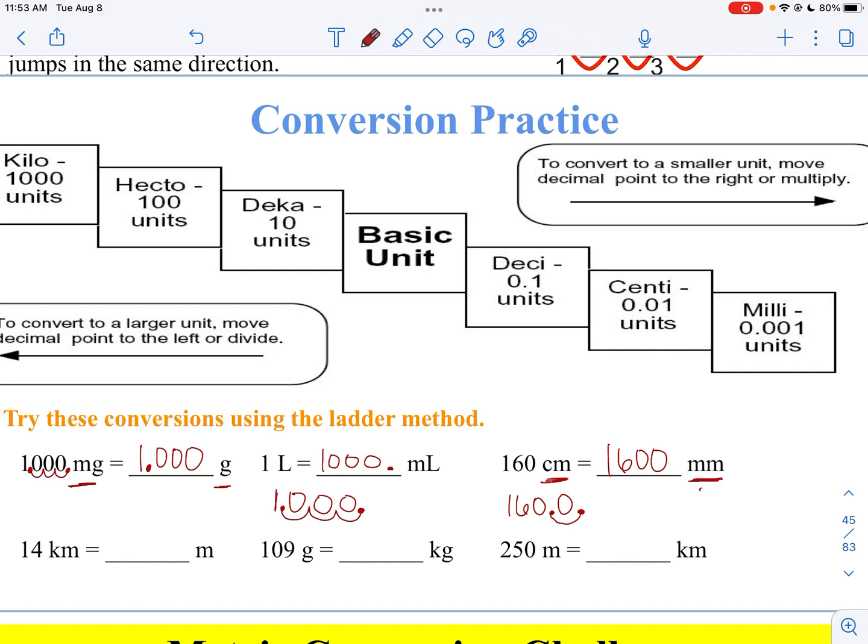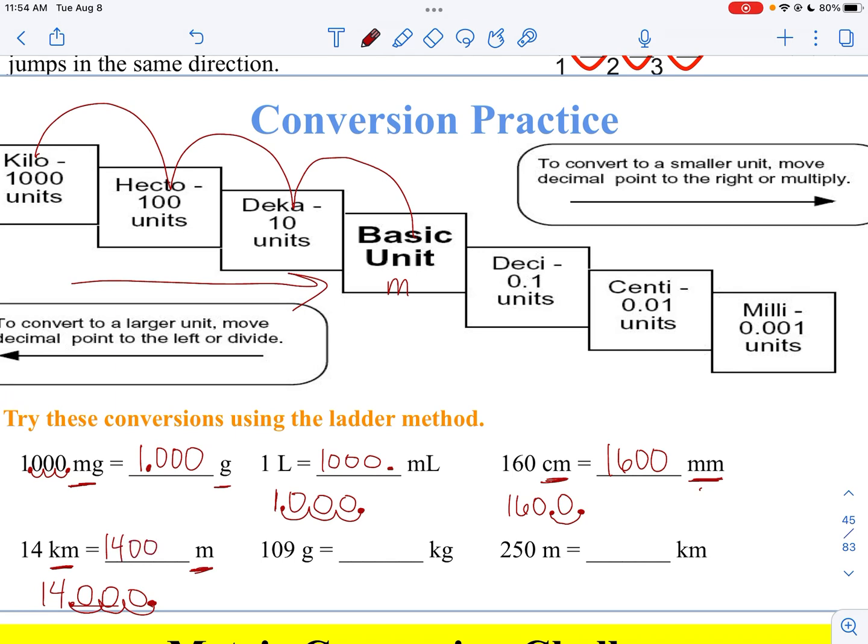Okay? The bottom half is just on the other side. It says we're starting at kilometers and we're going to meters. So remember, there's just one thing. That's just my basic unit. So if I'm starting at kilo, 1, 2, 3, that's 3 steps to the right. That means I need to move my decimal 3 steps to the right. So there's my decimal right at the end. It's invisible. 1, 2, 3. There's my new decimal. I can fill in my goose eggs. So now I have my final answer, 14,000.